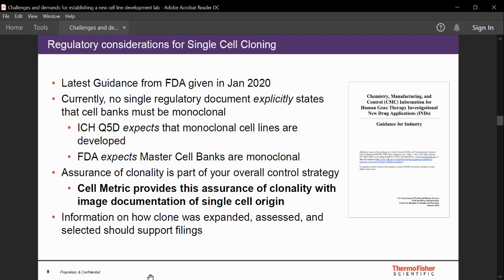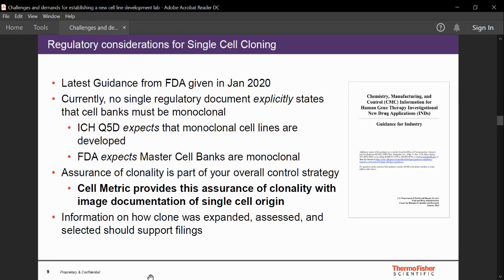The latest guideline from the FDA was given in January of this year. And while currently no single regulatory document explicitly states that cell banks must be monoclonal, the ICH and the FDA both expect cell banks, especially master cell banks, to be monoclonal. And assurance of clonality is a big part of your overall control strategy for this. The cell metric provides this assurance of clonality with image documentation of single cell origin. Information on how the clone was expanded, assessed, and selected also helps to support your filings.